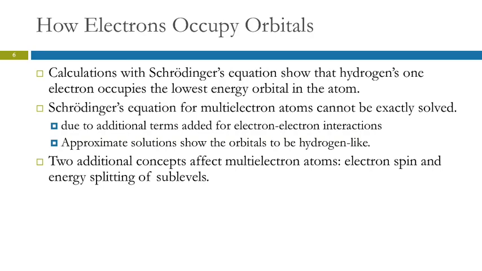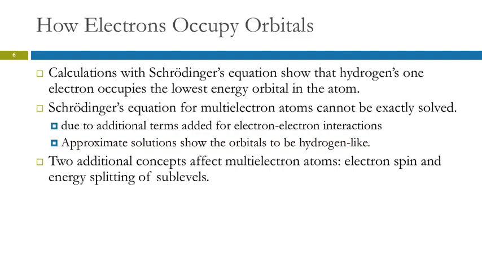atom. Crazy calculations with Schrodinger's equation show that one electron in hydrogen occupies the lowest energy orbital, and this fits with lots of things that we understand in nature. Everything seems to go to lower energy. We can solve Schrodinger's equation for the hydrogen atom. We can't solve it for multi-electron atoms, but we can get approximations.